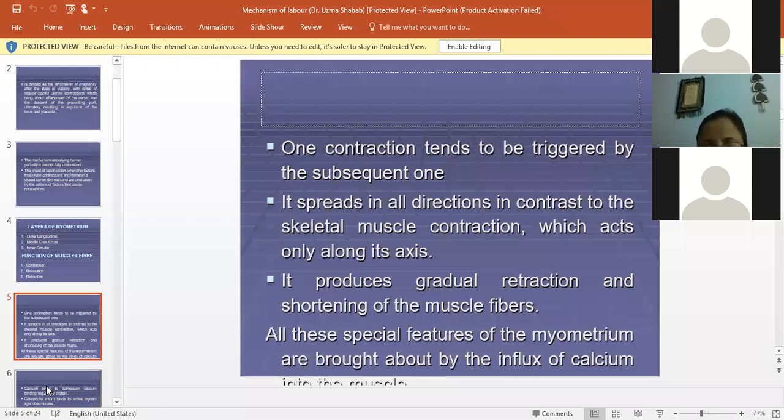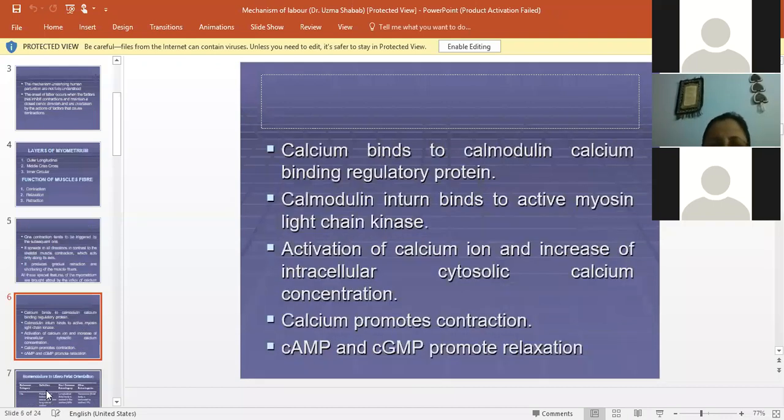All these special features of the myometrium are brought about by the influx of calcium ions. This calcium binds to calmodulin, a calcium binding protein. This calmodulin in turn binds to and activates the myosin light chain kinase enzyme. This leads to an increase in intracellular cytosol calcium concentration, and this calcium then promotes contraction. Cyclic AMP promotes contraction, while cGMP promotes relaxation.